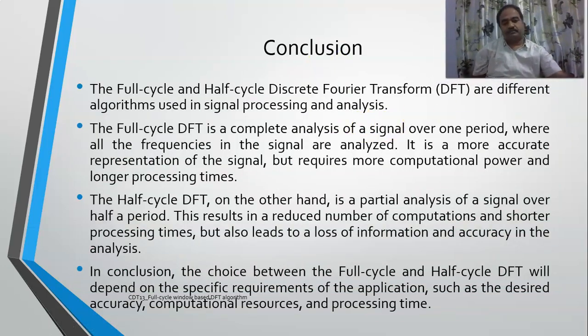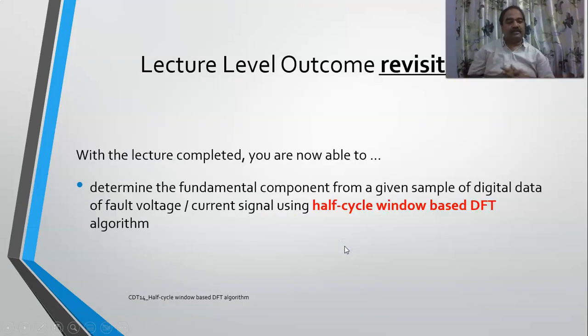Coming to the conclusion, the full cycle and half cycle based DFTs are different algorithms. Full cycle DFT is done for the signal over one entire period and takes the total number of samples n, whereas half cycle DFT considers only half of the samples which are required for full cycle based DFT. The choice between full cycle and half cycle DFT depends upon the specific requirements of the application. So with this, I think you are now able to determine the fundamental components and also the harmonic components using full cycle and also half cycle window based DFT.